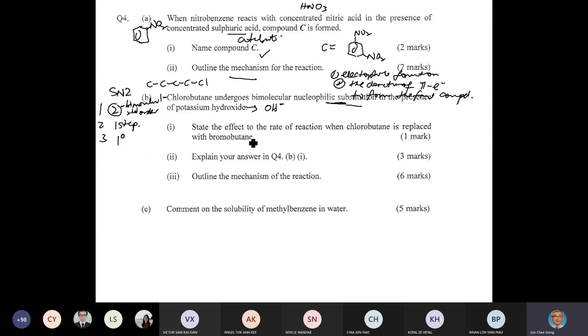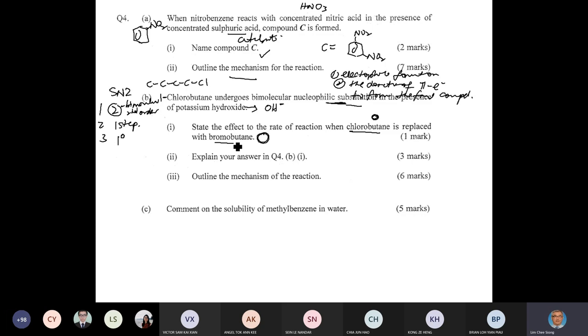Okay. State the effect on the rate of reaction when chlorobutane is replaced by bromobutane. One is chloro, this is bromo. Chloro is smaller, bromo is bigger. This is not about SN1 or SN2. They want to ask you about the rate. So from here, which one is faster? In the way that you can see, the size of the bromo is bigger.